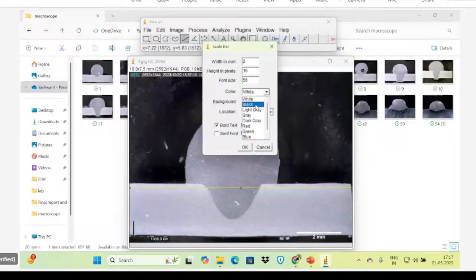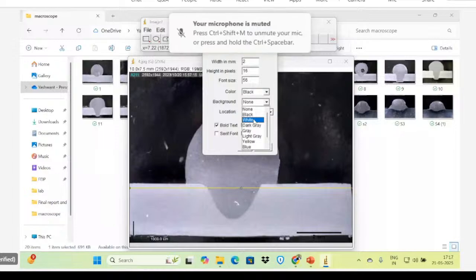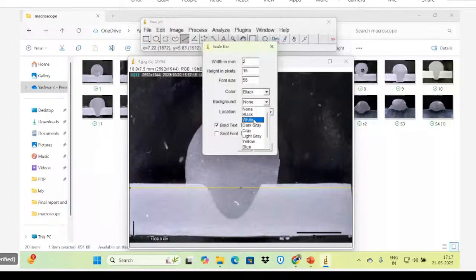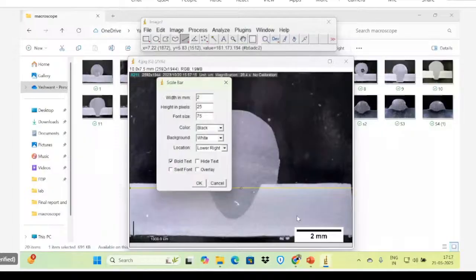You can mark it as black in color, and the background you can set to white. So the scale bar is visible, and you can increase the font size for the scale bar if you want. If it is not visible, then you can increase the size also. So now it is visible. You can see here, scale bar is visible, 2 mm. We have calibrated this image, and we have made a 2 mm scale bar. So this is the first thing you have to do after taking the macroscopic image.